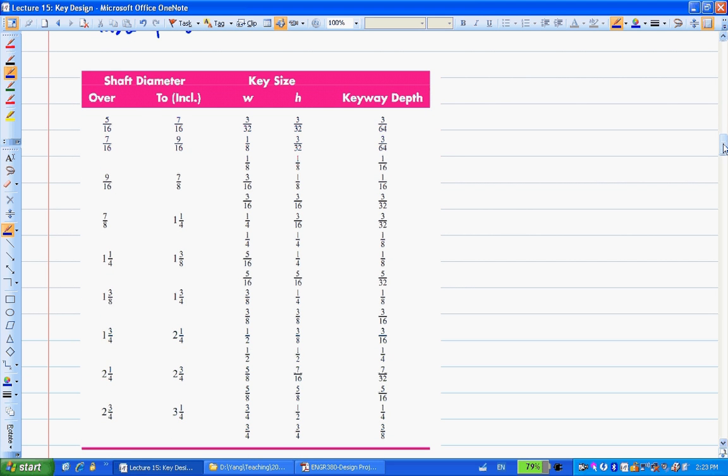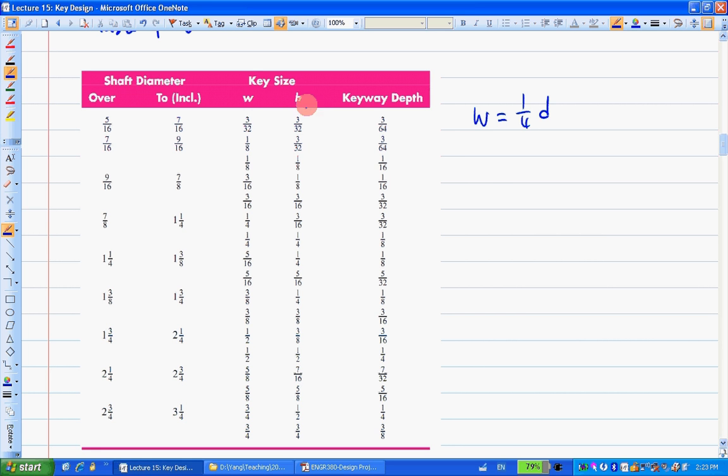What this table tells you is basically, if you have a shaft between 5/16 and 7/16, you can choose the key with a W of 3/32 and an H of 3/32. Basically, it's a square key here, right? Now, the W, in general, you take it as 1/4 of the shaft diameter. You don't want it to be more than that, so that's a relative recommended value for the W.